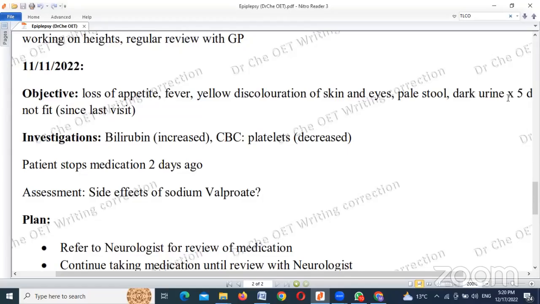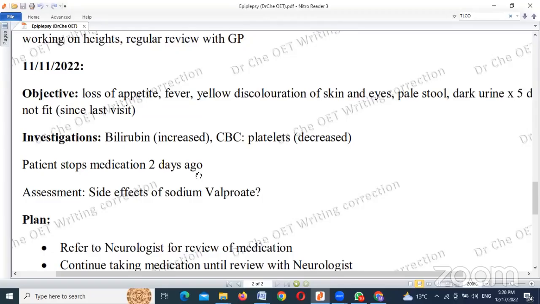If somebody like me, a very relaxed student not prepared for the exam, I will do it like this, okay? Today, Miss Jenkins presented with loss of appetite, fever, yellow discoloration of skin and eyes, pale stool, and dark urine for the last 5 days. Then I will write, her bilirubin was increased and CBC showed decreased platelets, okay? And she stopped the medication, okay, like this.